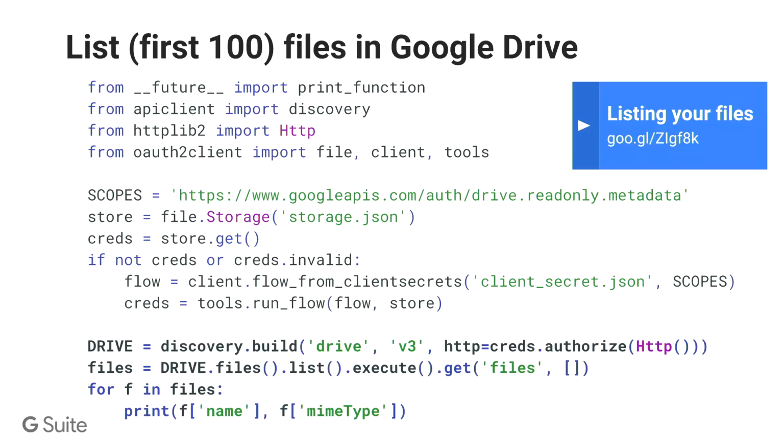And then for every file in files, display the file name and its MIME type. That's pretty easy, right? It's not as hard as you thought. It's just the security code. Once you get the security code down, you basically just cut and paste that in all your apps.